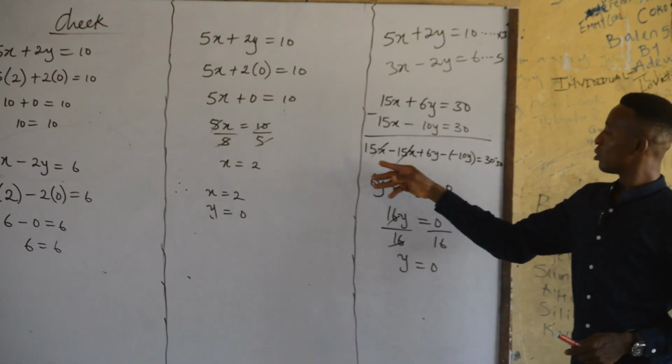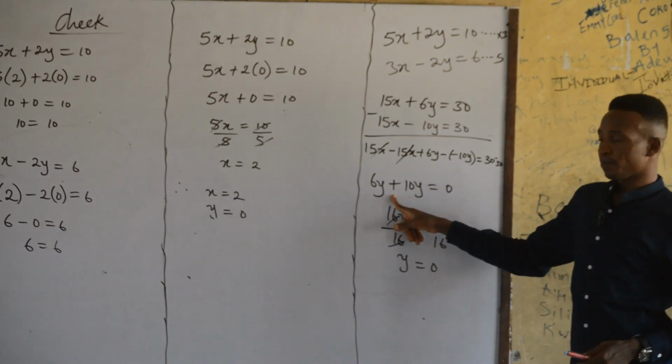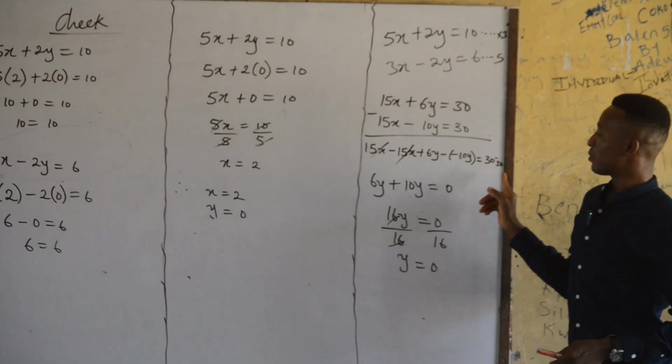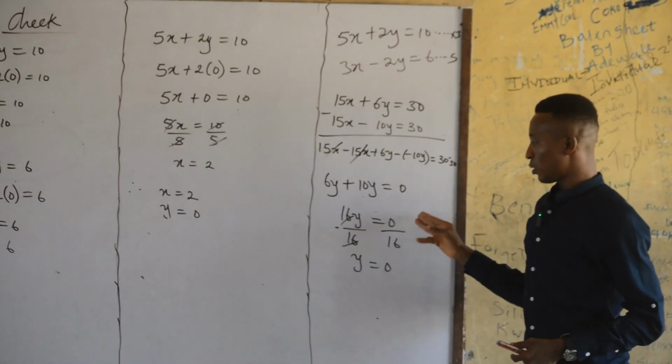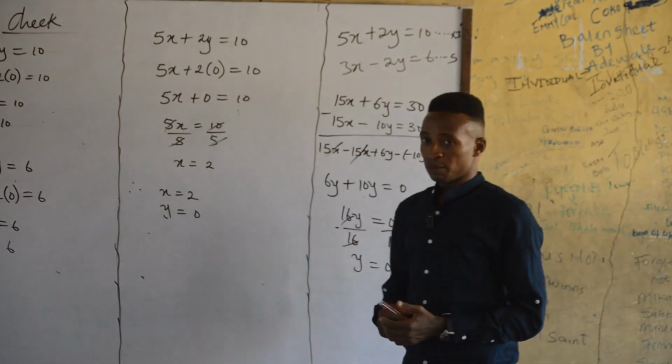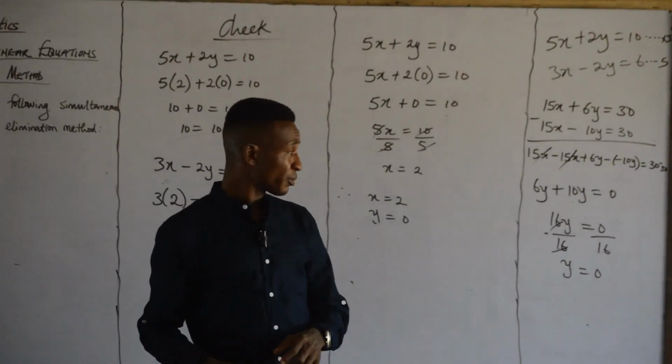So after cancelling these two, I'm left with 6y, then minus times minus gives me plus 10y. 30 minus 30 is 0. So 6y plus 10y, 16y equals 0. Divided both sides by 16, then 0 divided by 16 gives us 0.